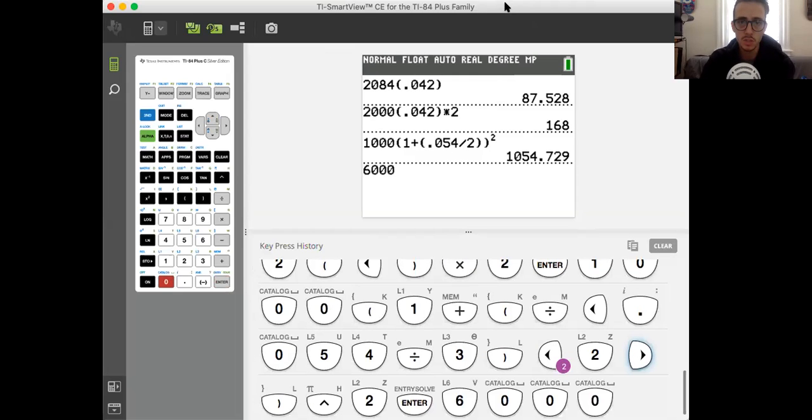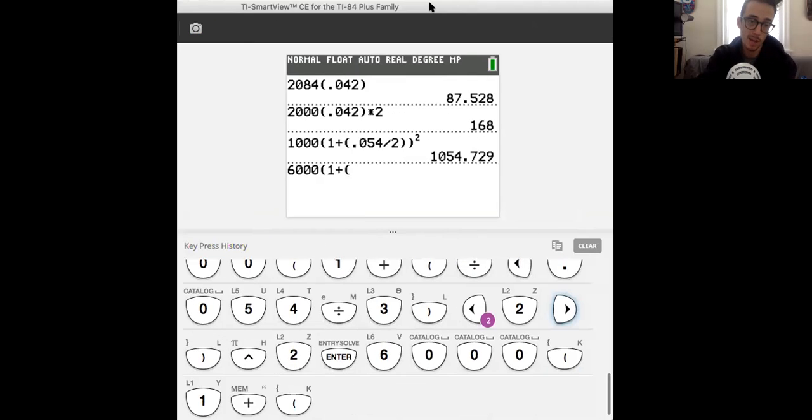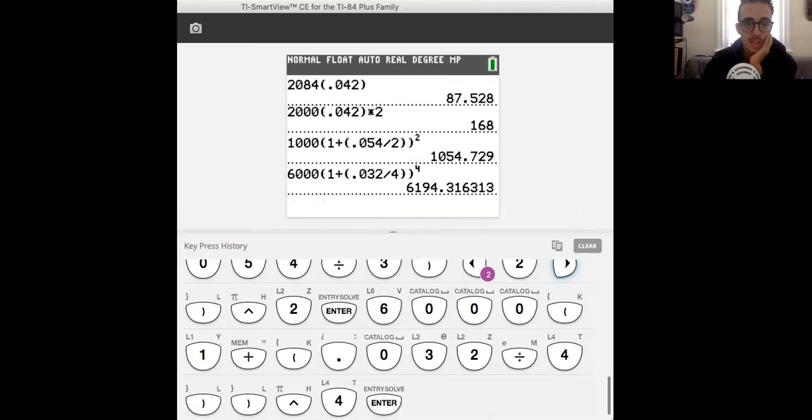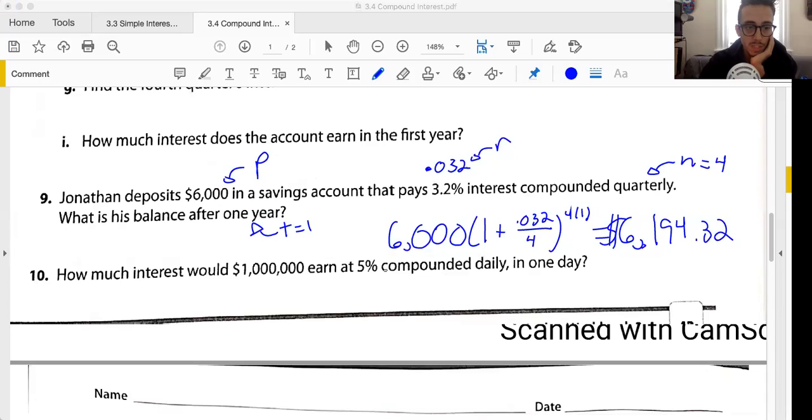So I got 6 G's. I'm multiplying that with 1 plus, and again, I put fractions here because I have a fraction here, but I'm putting parentheses. Anything else? Yeah, up to that 4th power. So 6,194.32. Boom, there you go. Let me switch this back. There you go. And that was problem 9.